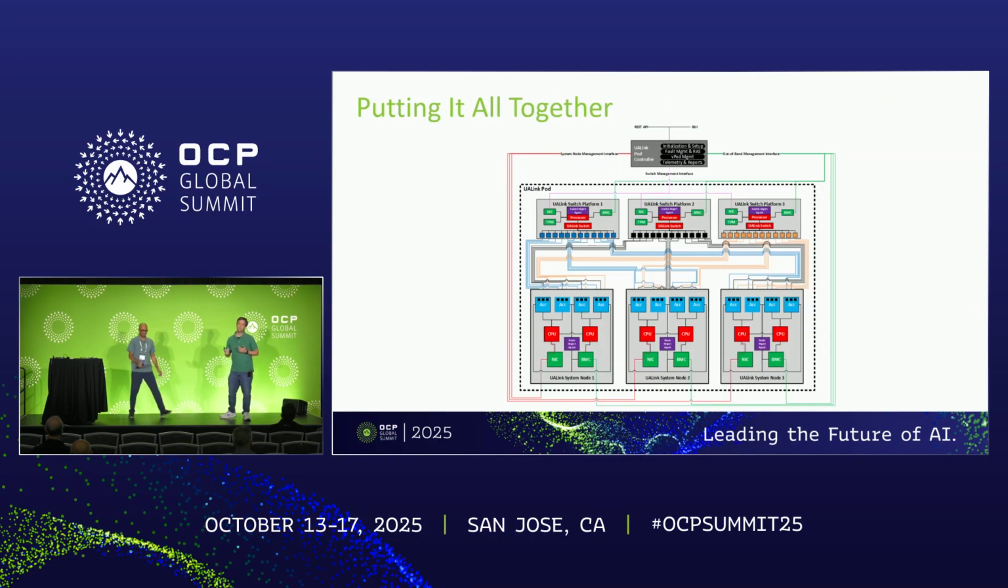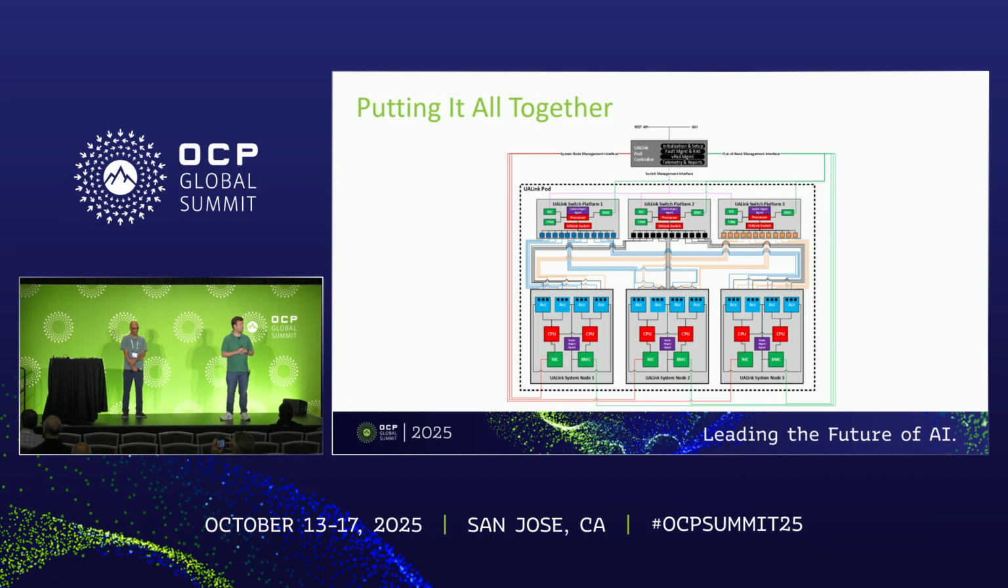Yep. Okay. So putting all of this together. This is a picture with a lot of details on it, but we're showing down at the bottom the 3 system nodes that each hold 4 accelerators as well as a host CPU. Up sort of in the middle, we have a set of 3 switch platforms, each hosting a switching ASIC.